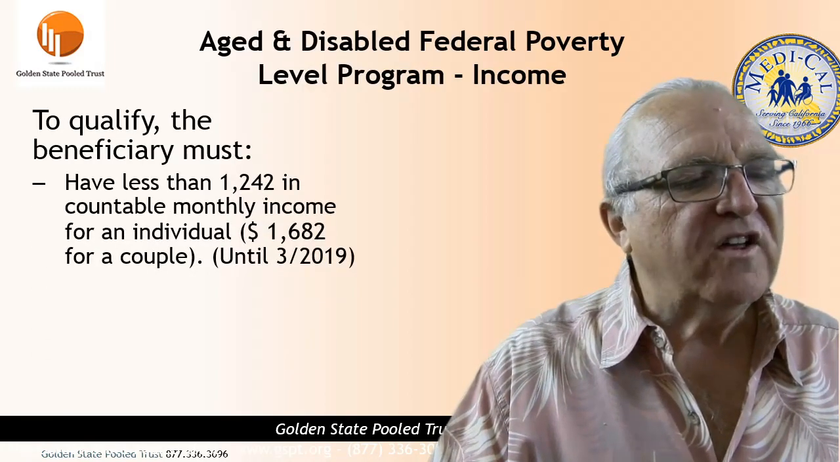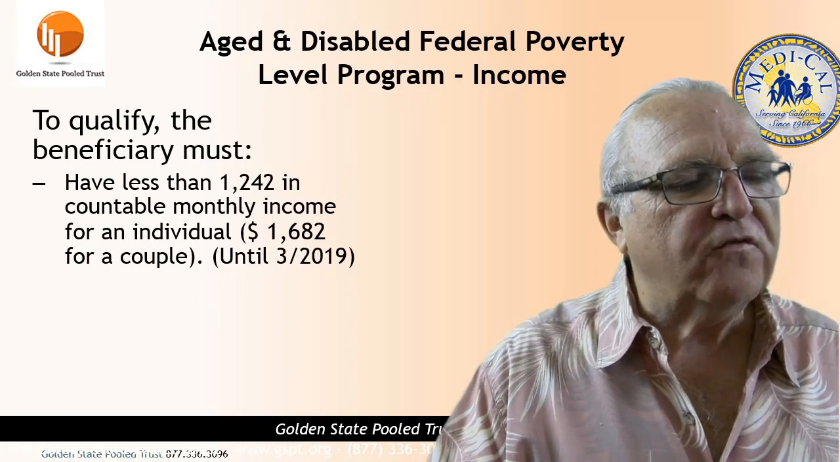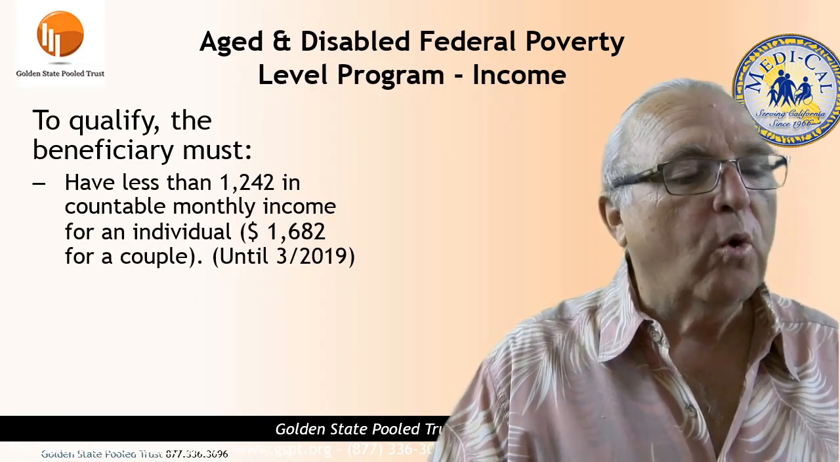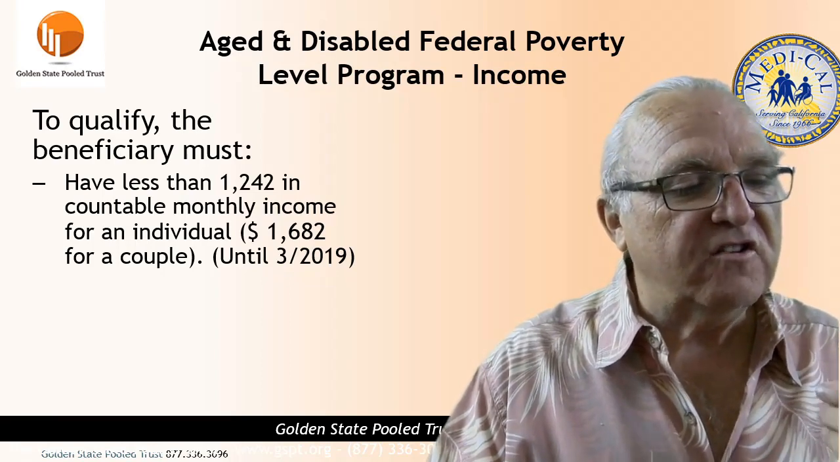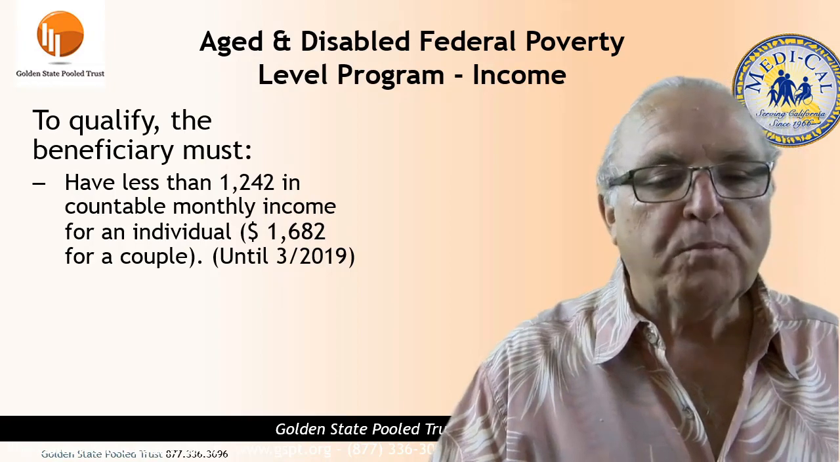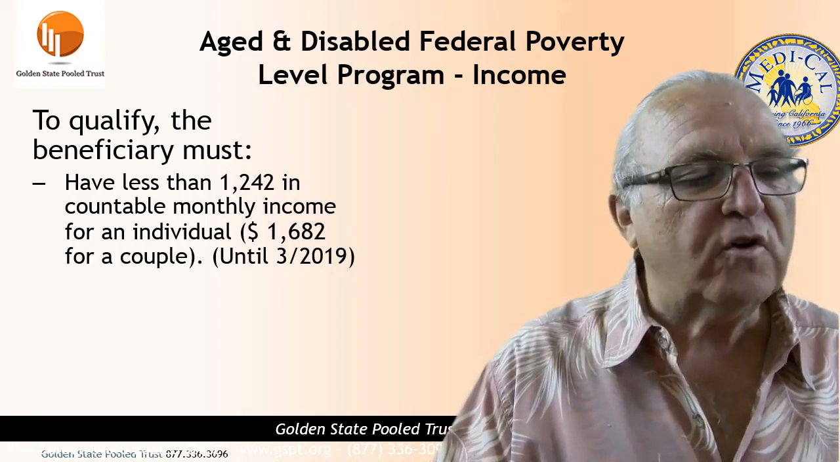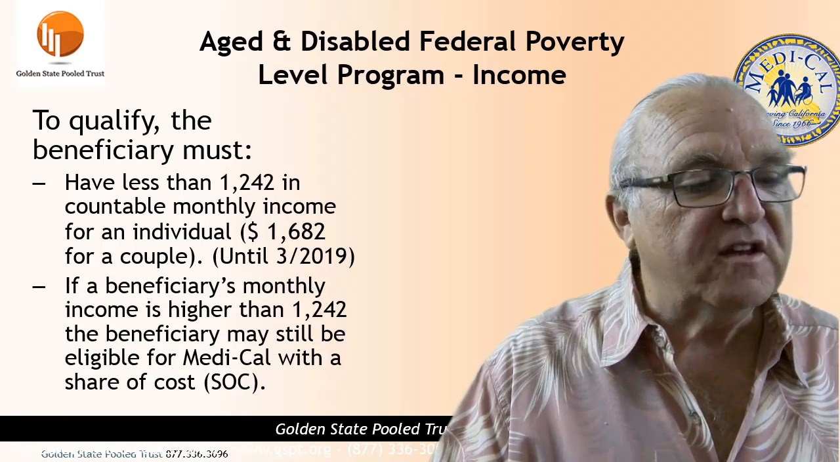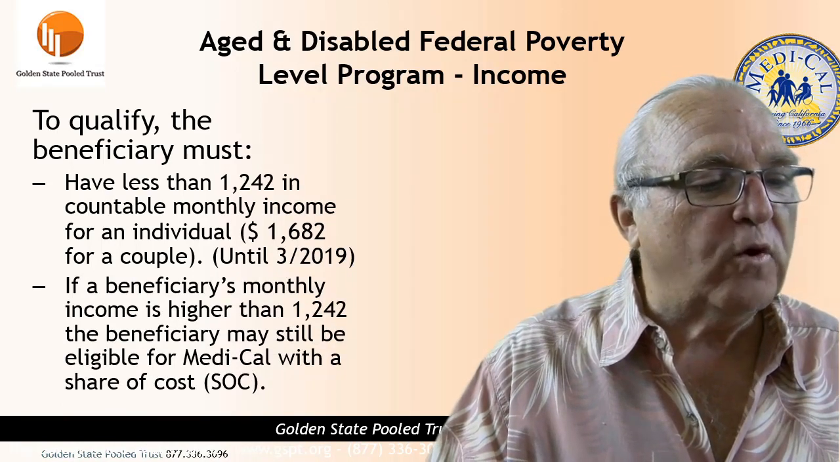To qualify, you have to have less than $1,242 accountable income for an individual, or $1,682 for a couple. And that number was good until March of 2019. So it probably had a slight cost of living increase, but we'll work with those numbers for now. And the beneficiary's monthly income is higher than $1,242.